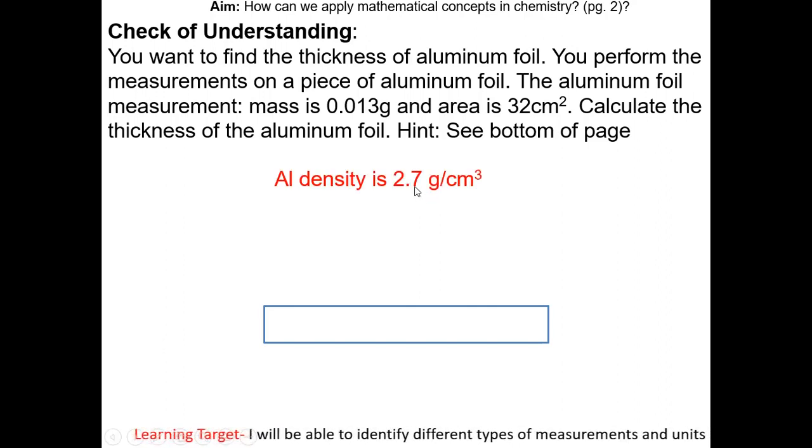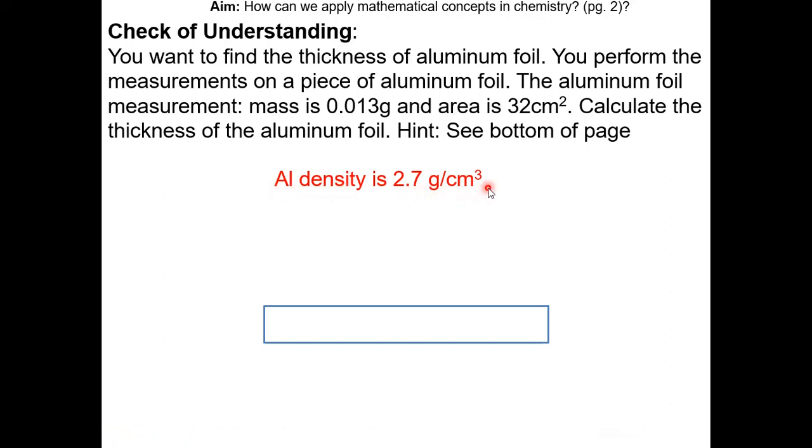Okay, so let's do this. We know the density of aluminum is 2.7 grams over cm cubed. So where did I get this value from? This is from table S. Notice in the question, it did not tell you to go to table S. So again, any questions regarding density of an element, you have to look at table S. They're not going to tell you in the question. So this is what I got from table S.